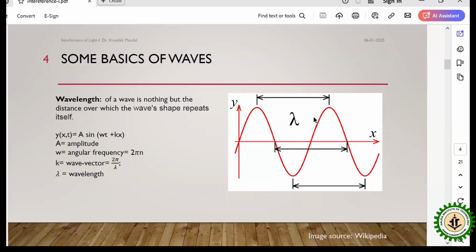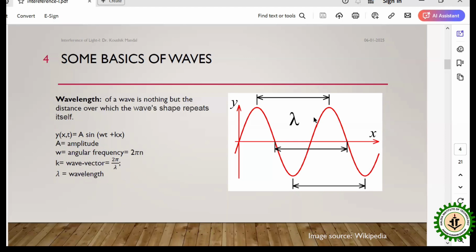What is light? Light is an electromagnetic wave, I have already told you. And here, what is wavelength? A wave is nothing but a distance that is covered in a wave shape, and the wave shape repeats itself after some distance. And a light wave can be described by an equation y(x,t). I mean, it has both space modulation as well as time modulation.